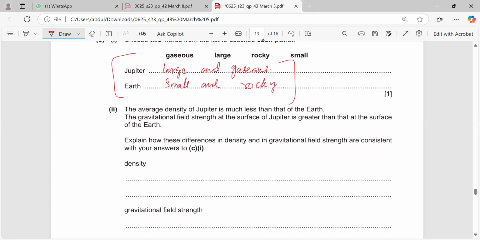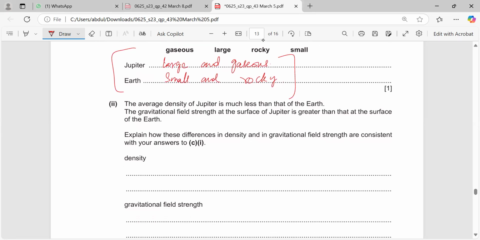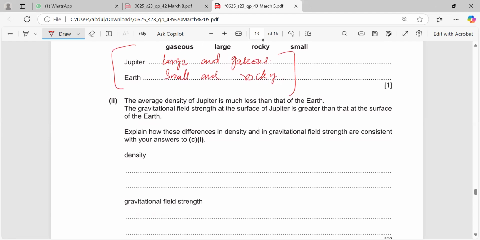So we can say the density of Jupiter is less because it is a gaseous planet. So I'm just using the shortcut. Okay, let me write completely. Jupiter's density is small than Earth because it is a gaseous planet.